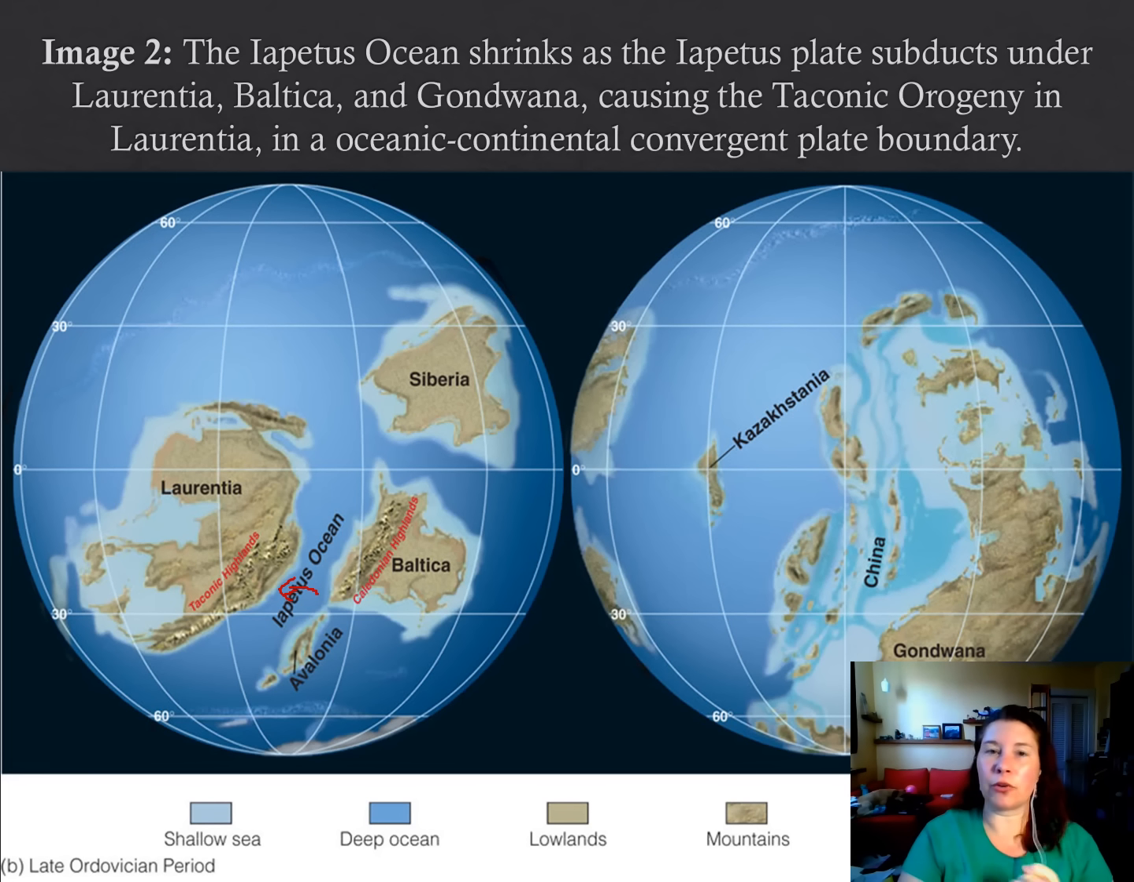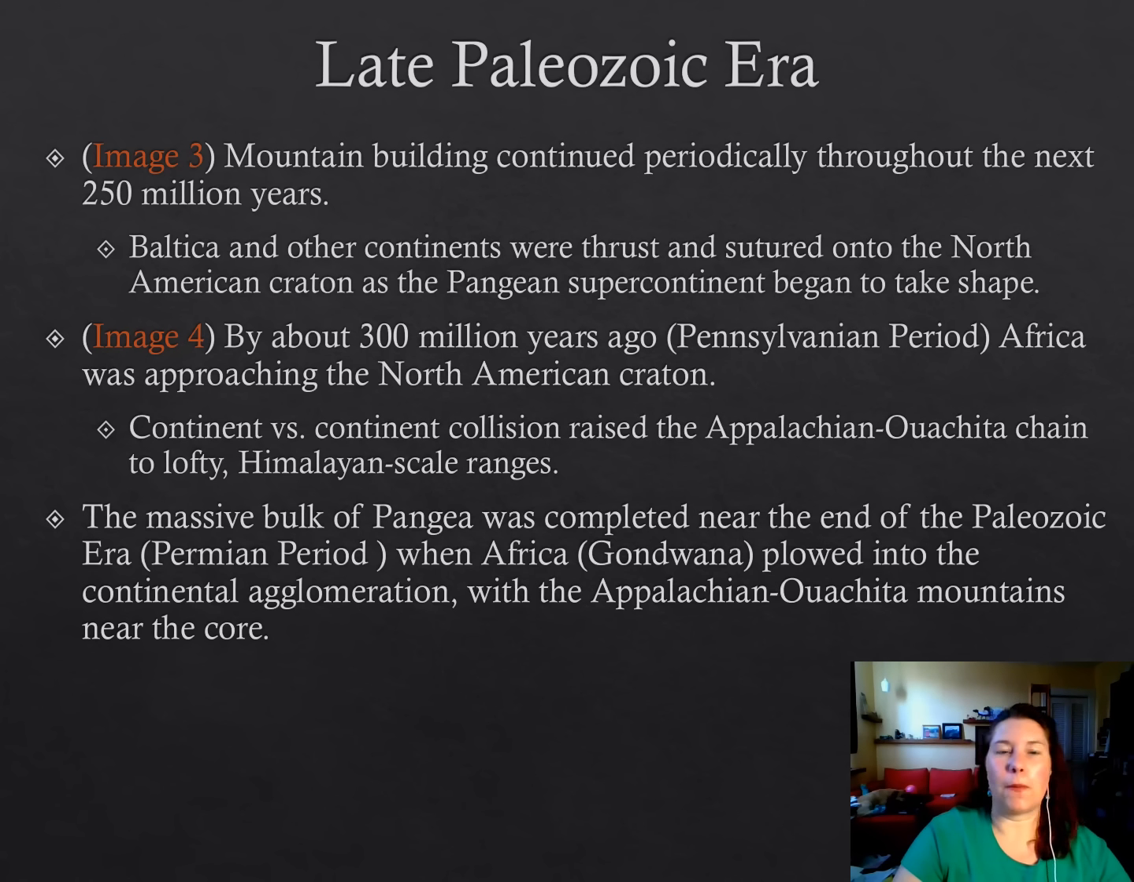So we had the Grenville orogeny. Now we're on to the Taconic Orogeny. We've got 2 more to go. As this Iapetus Ocean is closing, Baltica is getting closer and closer. So basically what was Scotland and much of Asia and Europe is going to collide into North America. So we'll see that next. So mountain building continues throughout the next 250 million years. So other continents, including that Baltica, were thrust up onto North America, and Pangea is starting to take shape.